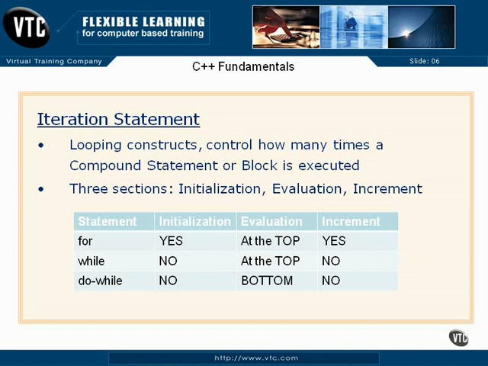The do while statement does not have its own initialization. You have to do it. It's evaluated at the bottom. This do while is an exit controlled loop, and it does not have its own increment. You have to take care of incrementing or changing something so that you can eventually get out of the loop. The do while will let you in the building but not out until you meet the criteria.